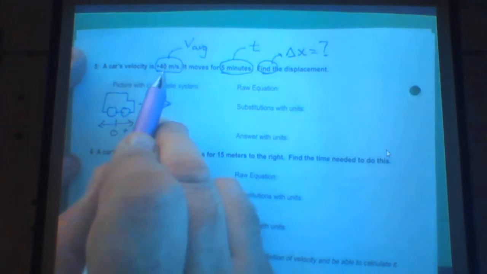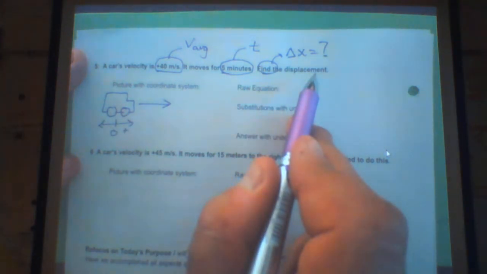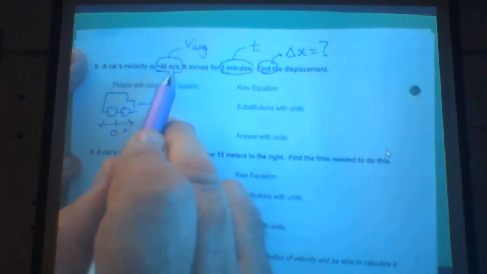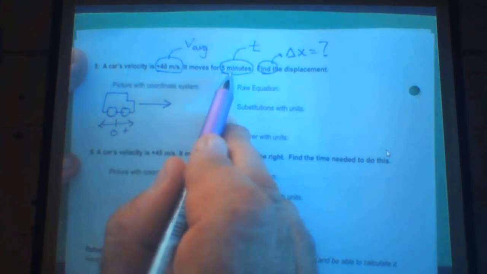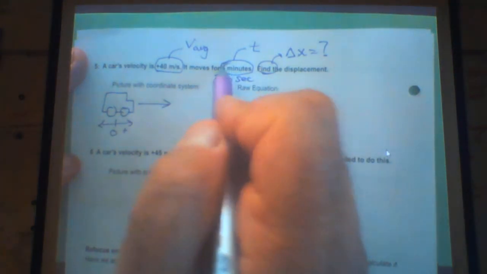Step number 4, are the units compatible? Here I have meters, that's a length unit. I don't have any other length units. I don't have inches or centimeters, so I don't need to worry about that anymore. But I have seconds here in the bottom, but here I have minutes. Those are not compatible. So that means I needed to convert, and it'd be easiest to convert the 5 minutes to be 300 seconds. And then I scribble out the 5 minutes.